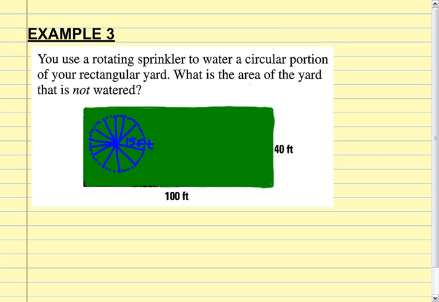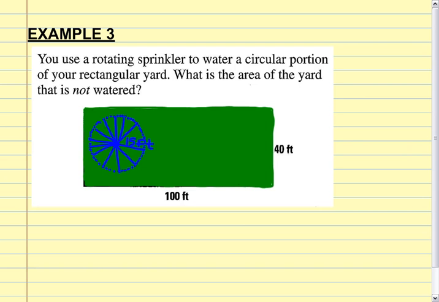Okay, folks, example number 3 says you are using a rotating sprinkler to water a circular portion of your rectangular yard. So when we look at this, our yard's a rectangle, that's the green area. And I've put a sprinkler down in my yard, and it just goes around in a circle, right? Now, it says, what is the area of the yard that is not watered? So that means how much of this yard is not getting any water.